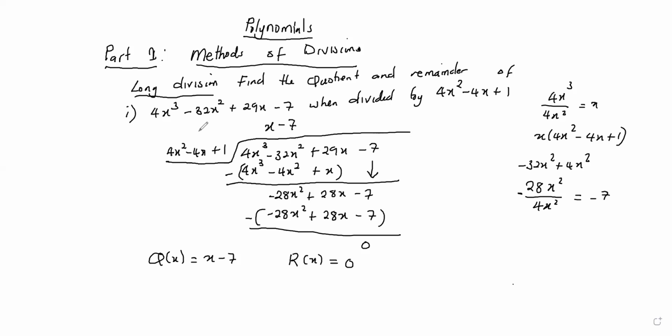So when it comes out to be 0, we call 4x squared minus 4x plus 1 a factor. When the remainder is equal to 0, it means that this is a factor of this dividend. If the remainder was just another number, I would have just called it a divisor and not necessarily a factor.